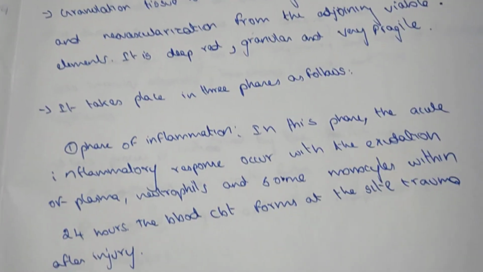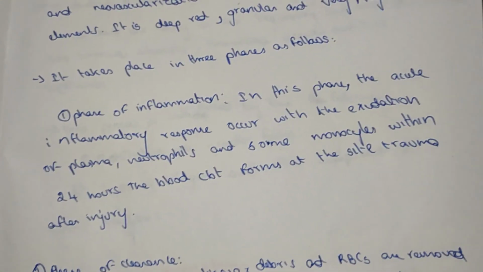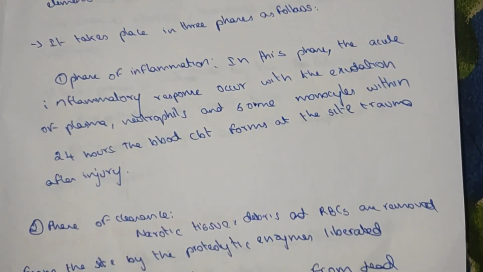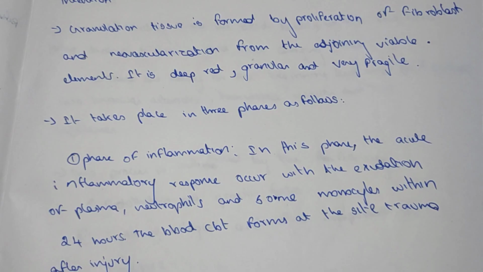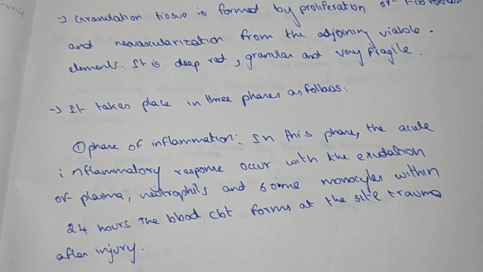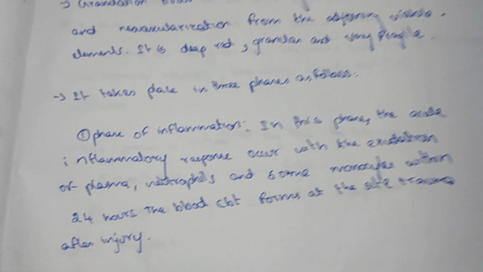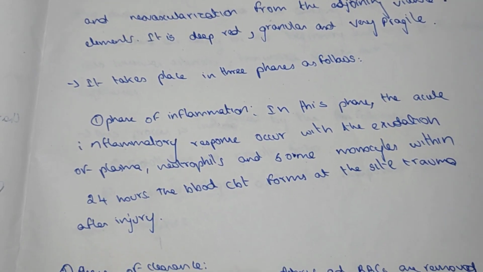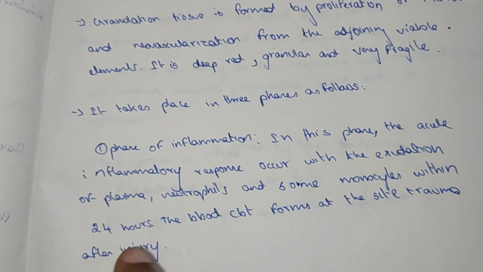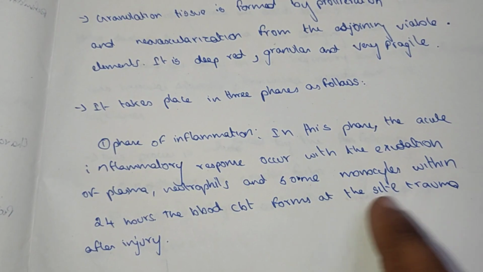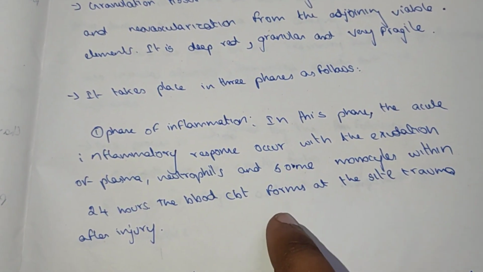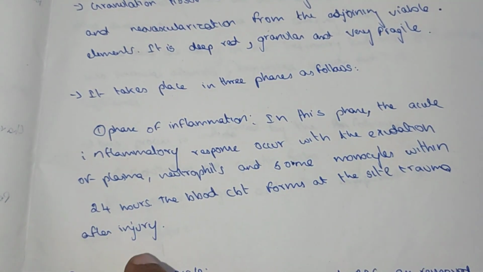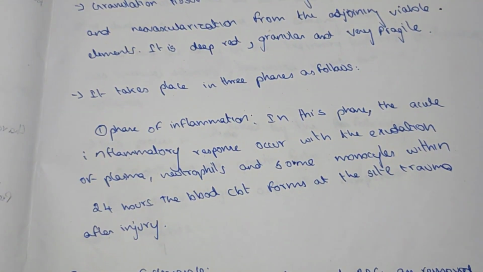The phases of granulation tissue formation are the phase of inflammation, the phase of clearance and the phase of growth of granulation tissue. The phase of inflammation: in this phase the acute inflammatory response occurs with the exudation of plasma, neutrophils and some monocytes within 24 hours. The blood clot forms at the site of trauma after the injury.